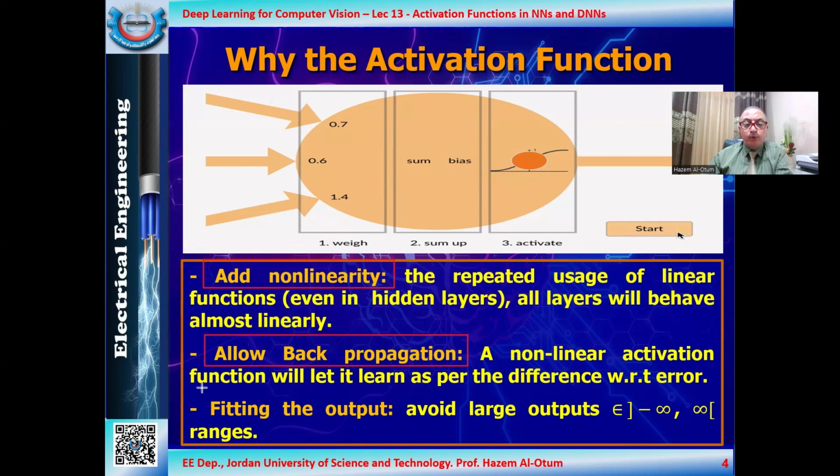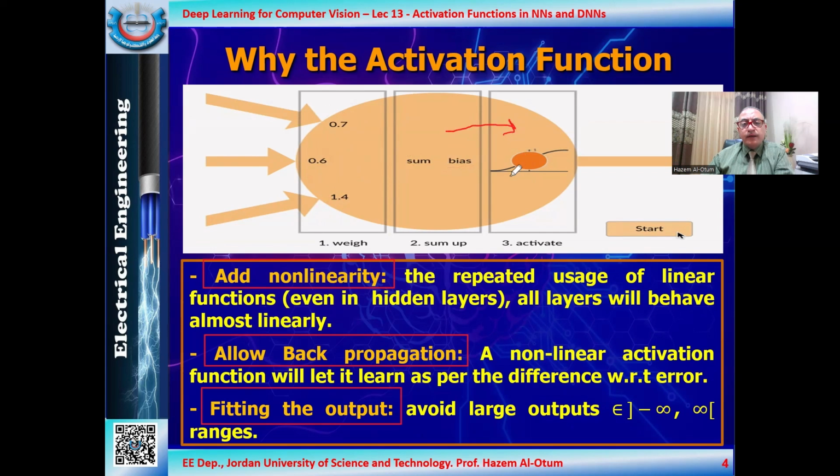Another very important feature of using the activation function is the fitting of the output. What we mean by that, as mentioned earlier, is that we multiply the inputs by weights, sum them, and then add a bias. So this will lead us to the output.